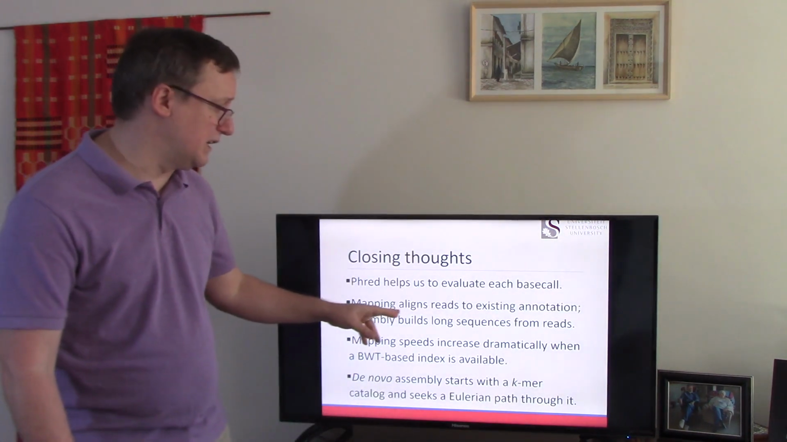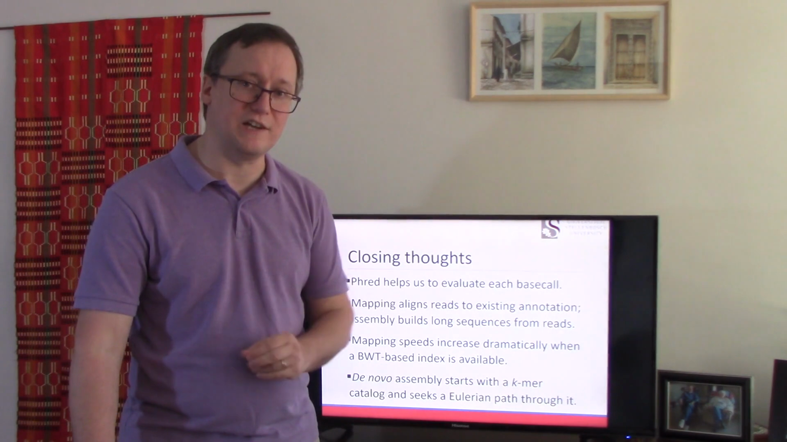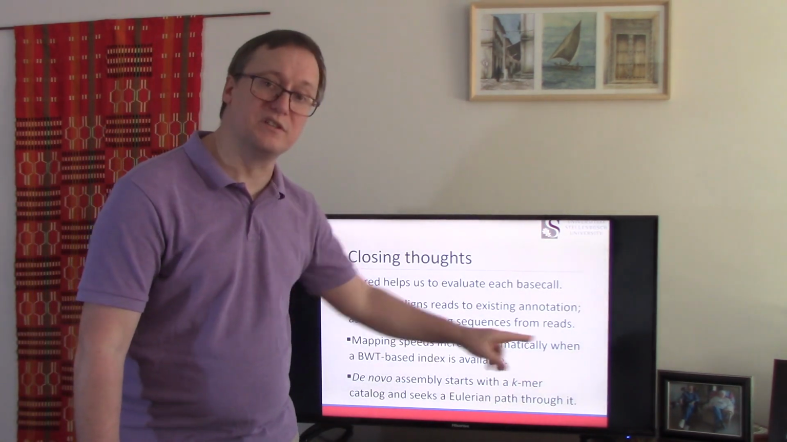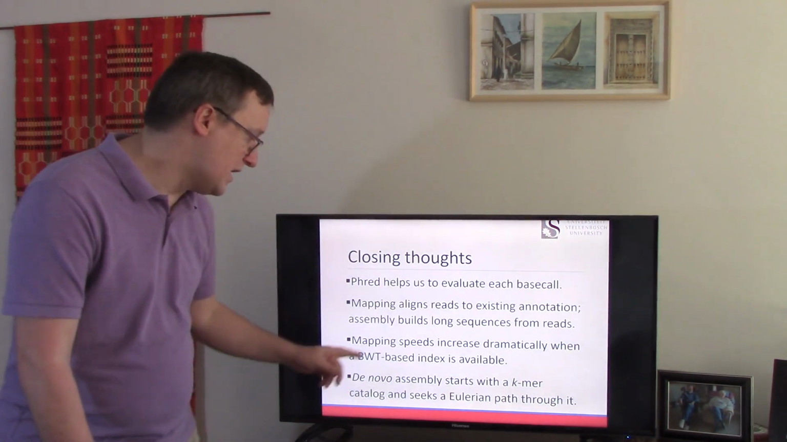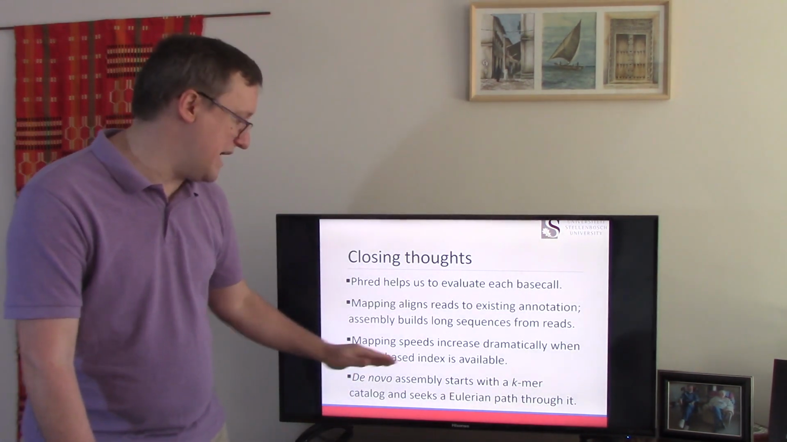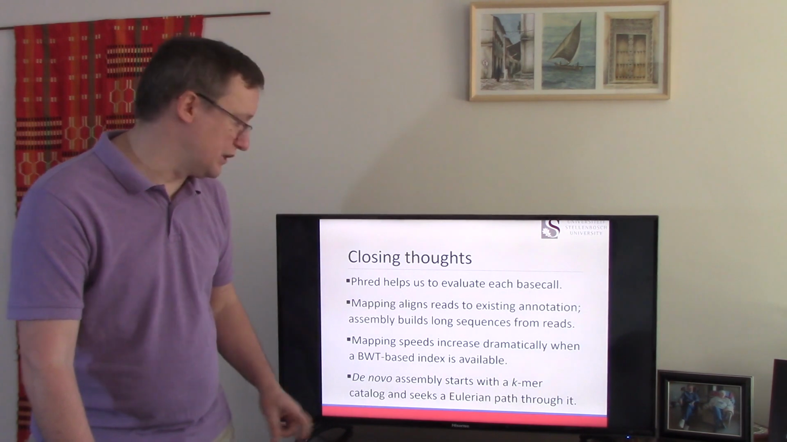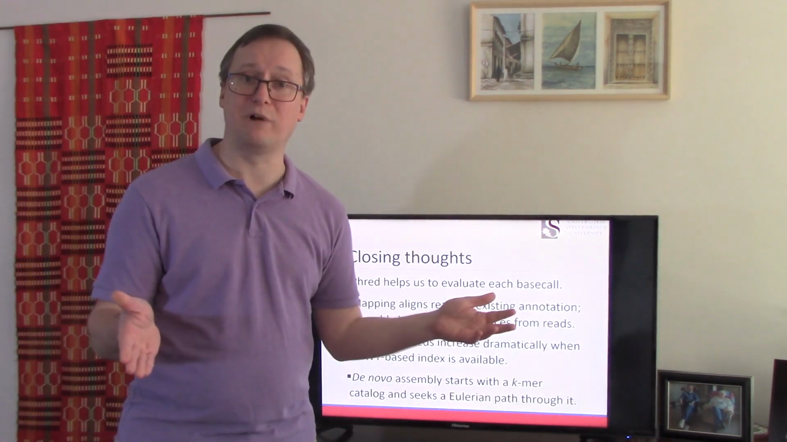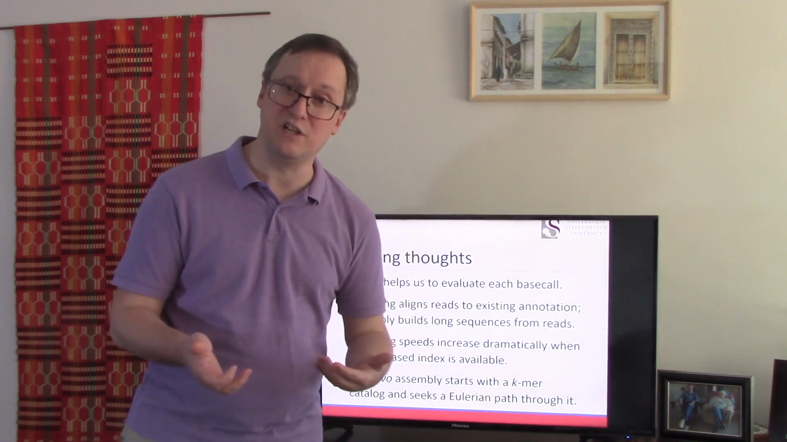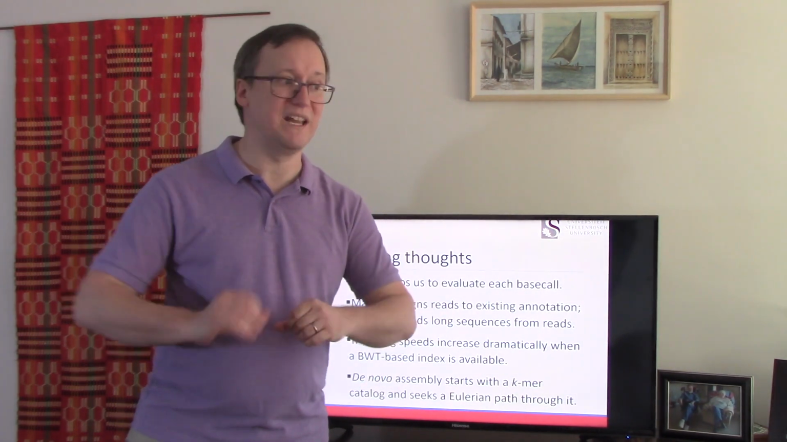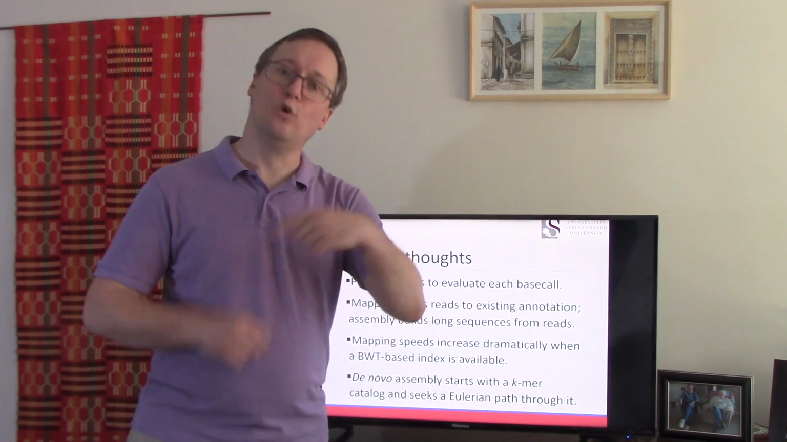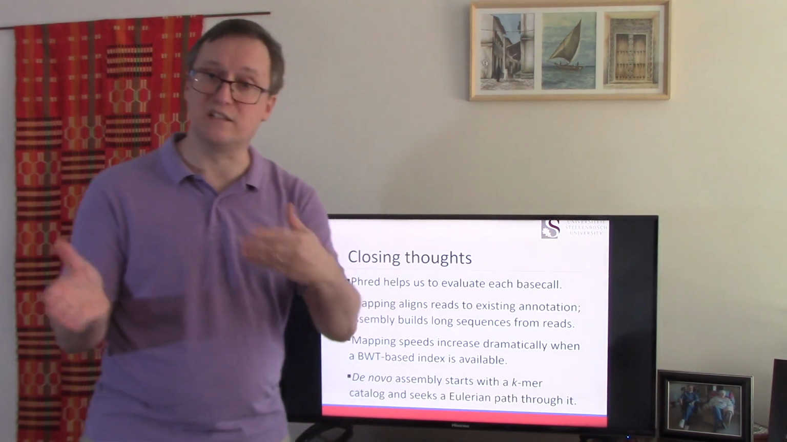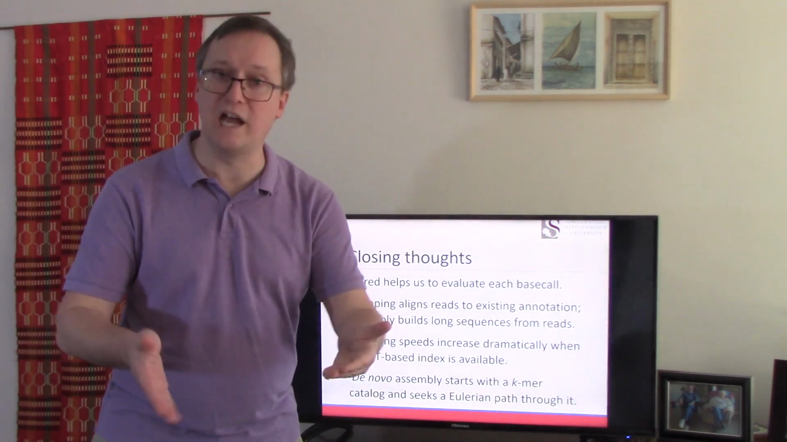Mapping is a process that aligns reads to an existing annotation. Assembly, on the other hand, is how we get long sequences from these short reads. Mapping speeds increase dramatically when something like a Burrows-Wheeler Transform index is available. And happily, there's lots of software out there to generate these BWTs for us from an annotation, making it very, very fast to say where each of these reads is located, aligned within the genome.